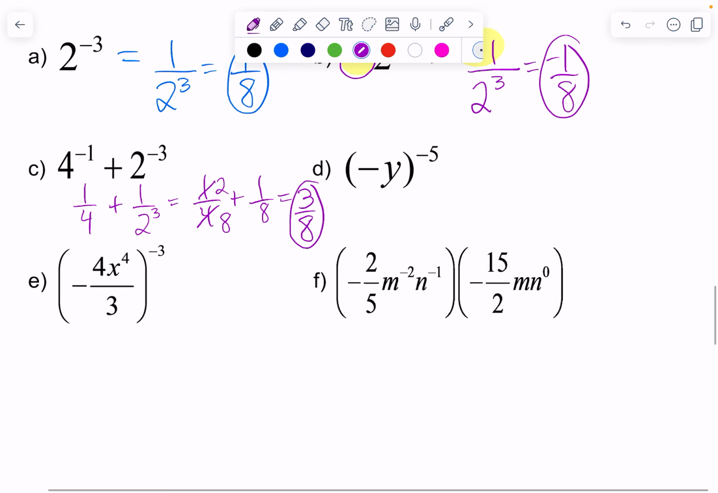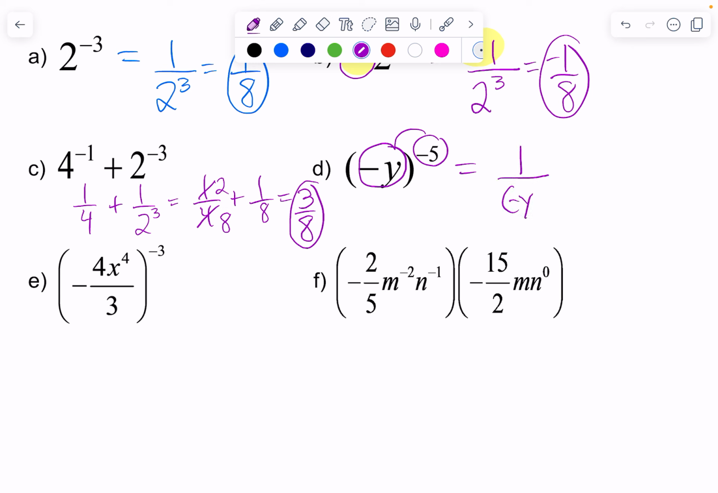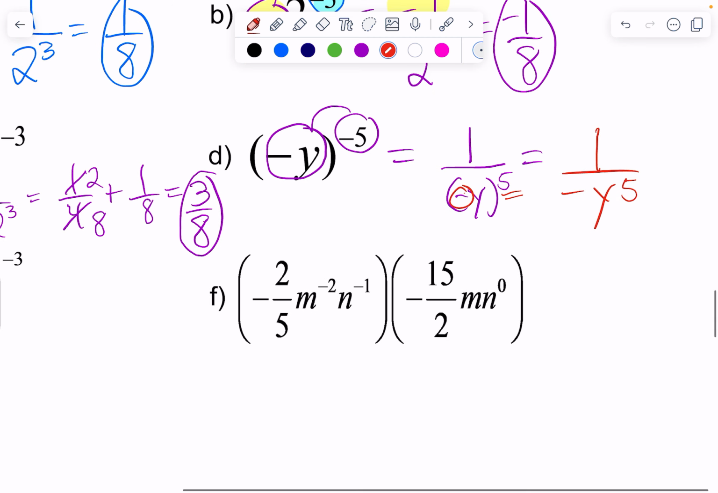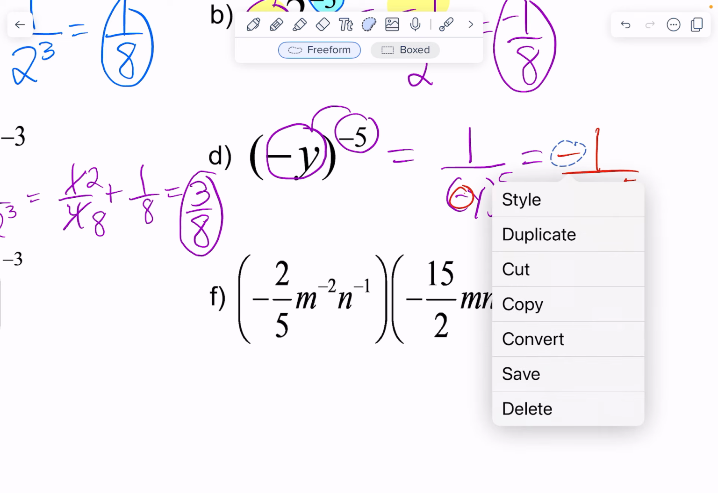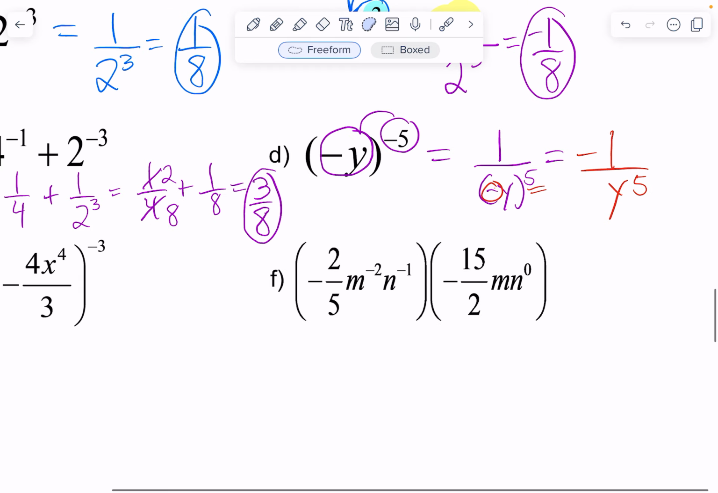I have negative y to the negative 5th power. So everything inside of this parentheses is getting affected. So this is going to be 1 over negative y to the 5th power. And remember that whenever you're raising a negative to an odd power, it stays negative. So this is going to be negative 1 over y to the 5th power. This negative, I like to always keep in the numerator myself. So let's go ahead and bring that up there. It's a good habit to get into.